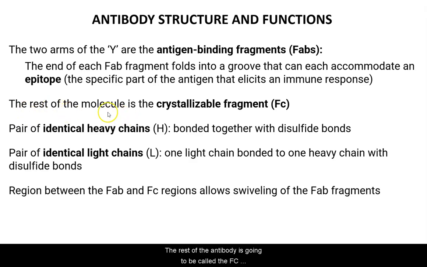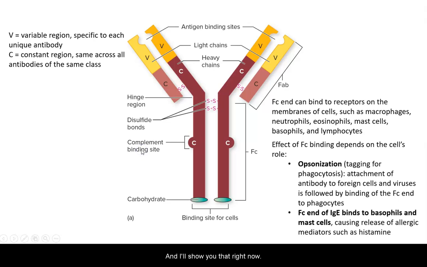The rest of the antibody is going to be called the Fc region, or the crystallizable fragment. It has a pair of heavy chains that are identical to one another, and a pair of light chains that are identical to one another. And these are bonded through disulfide bonds, and I'll show you that right now.